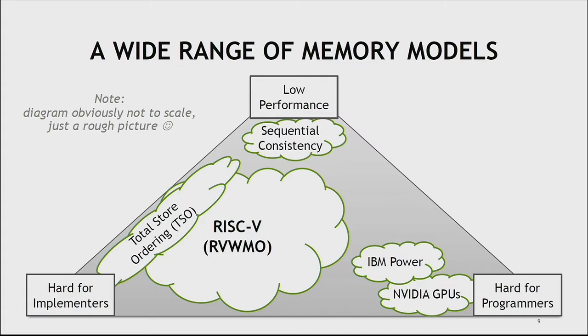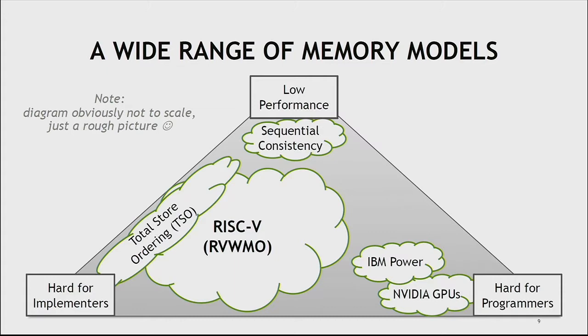So many of you have probably heard of sequential consistency, which I have up there at the top, right? It's pretty straightforward to understand what's going on there. It's about as easy as it can get for this type of memory model. But the problem is that it tends not to be super easy to implement at high performance.